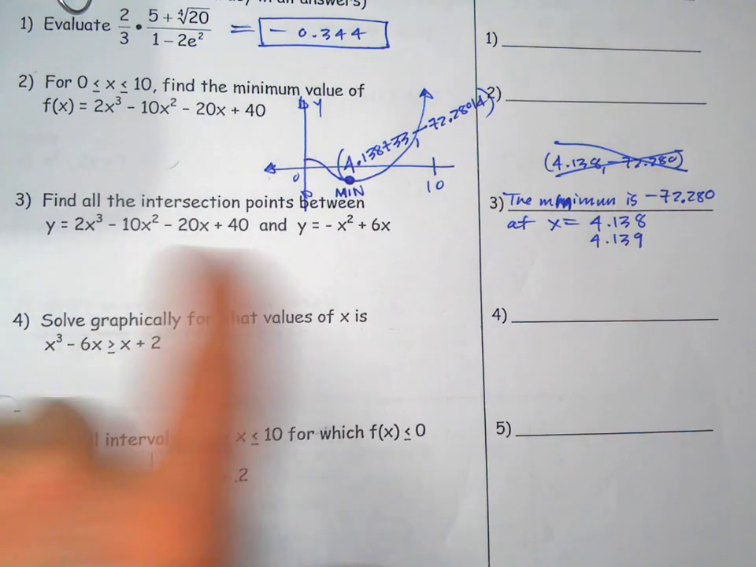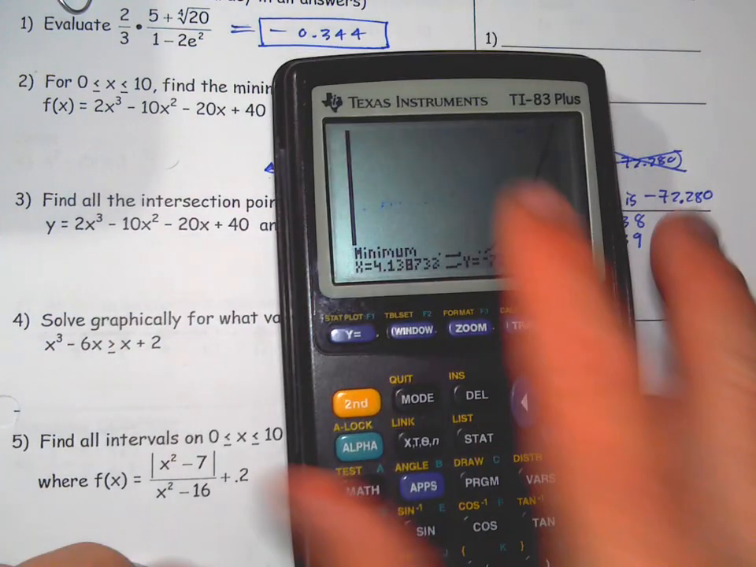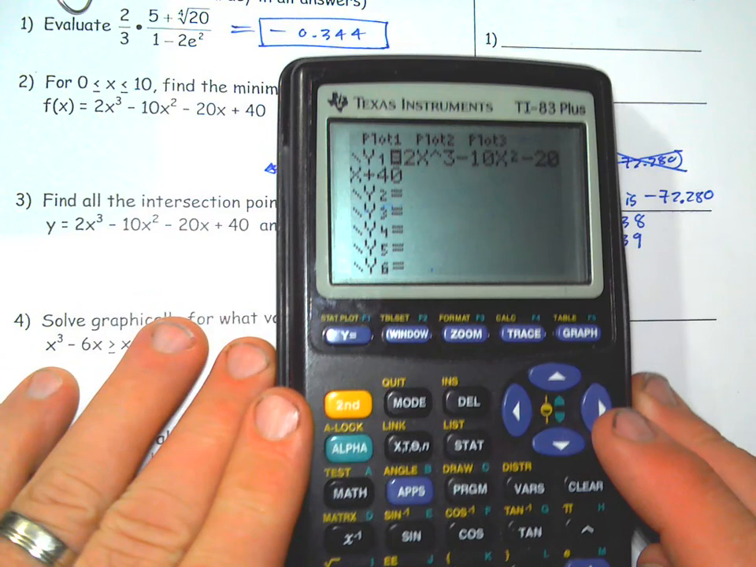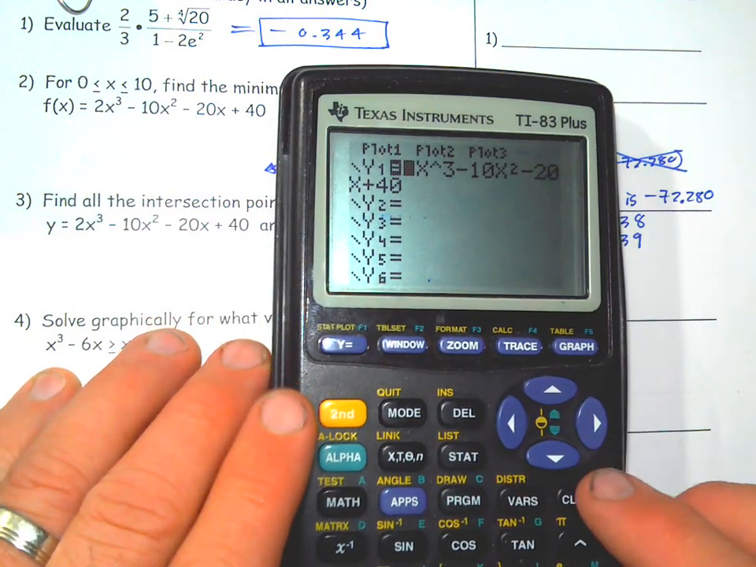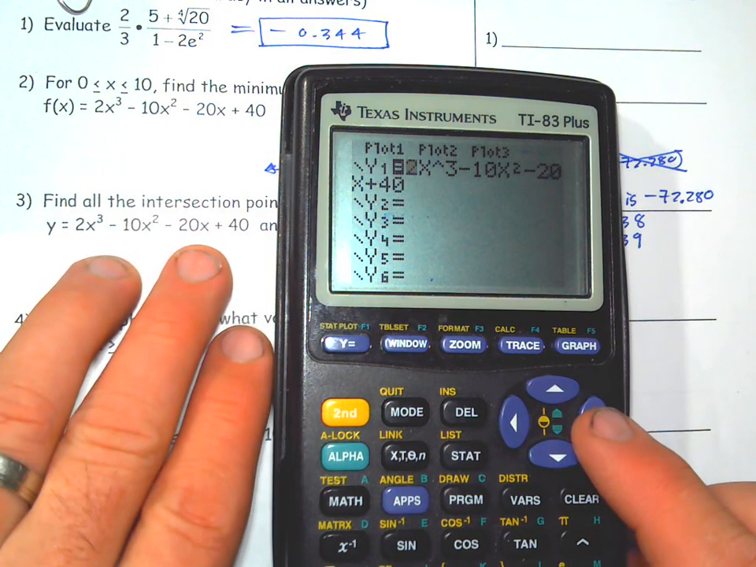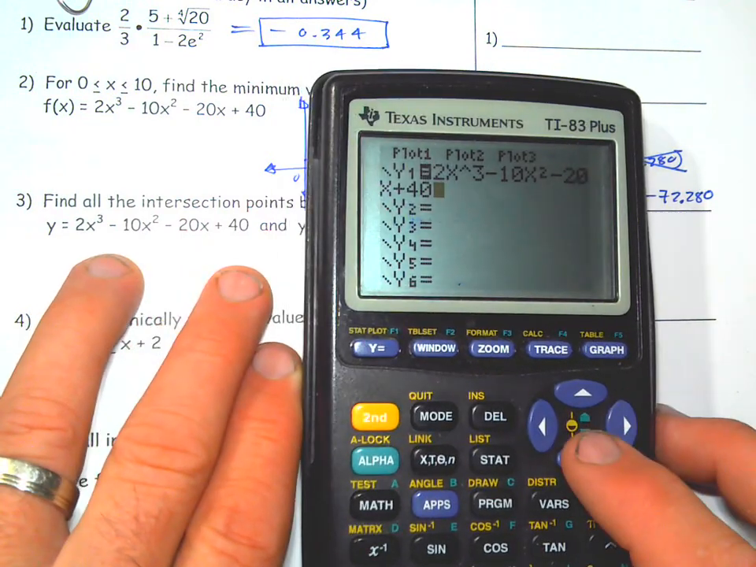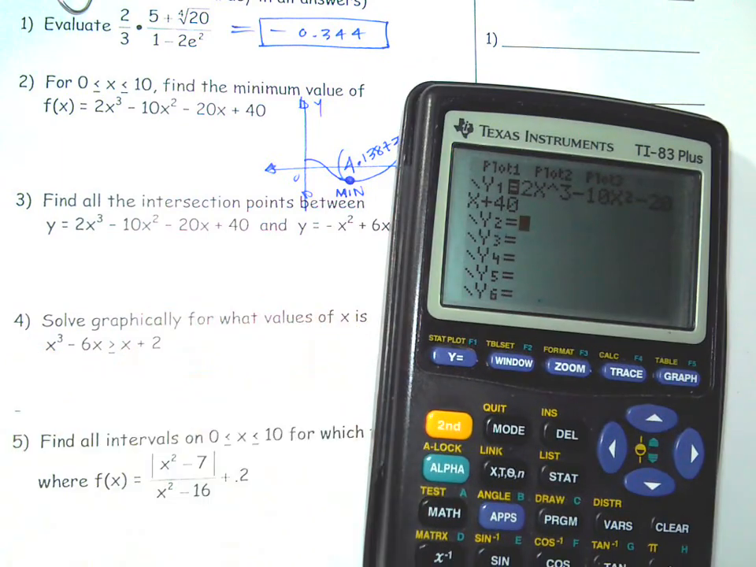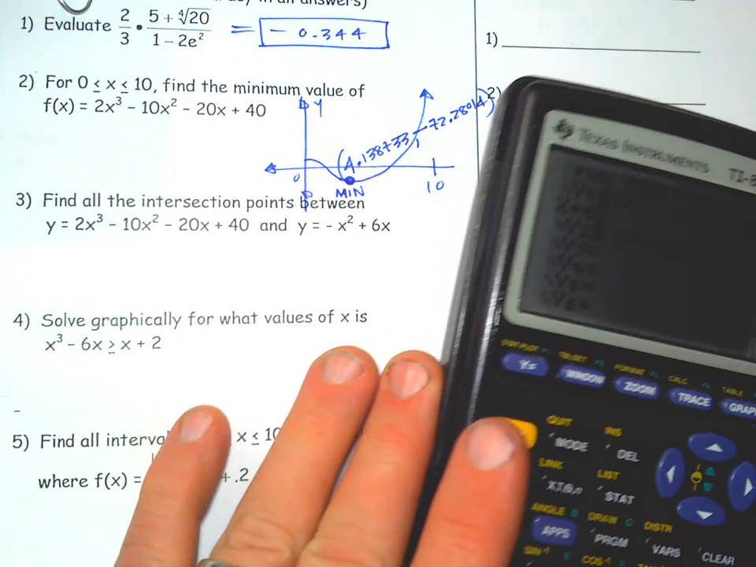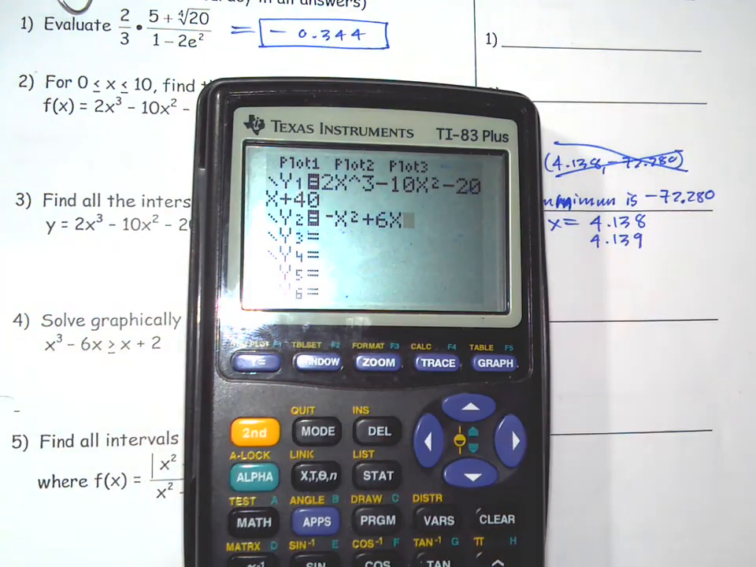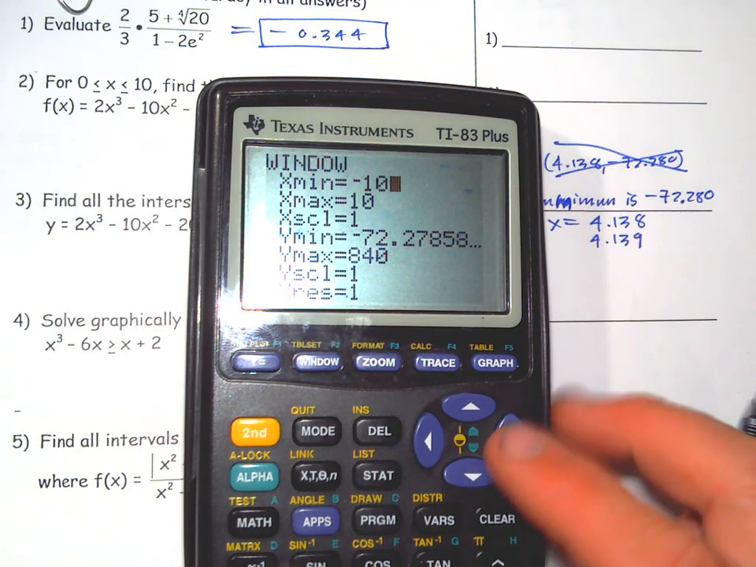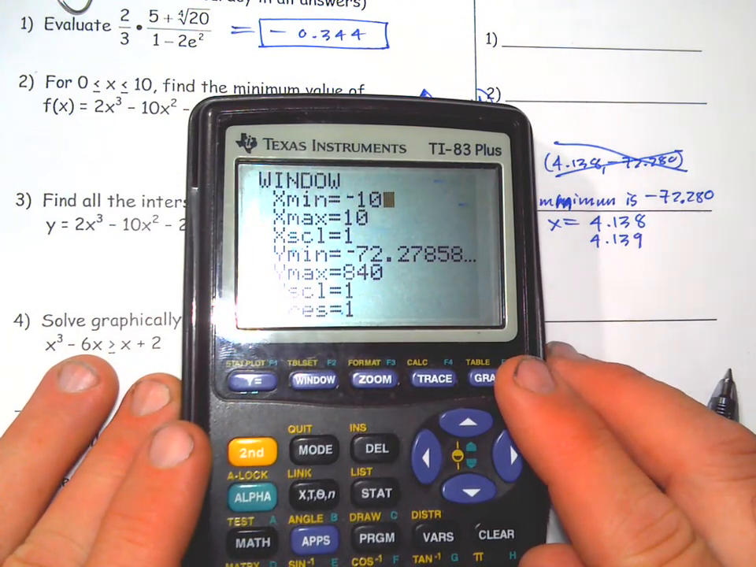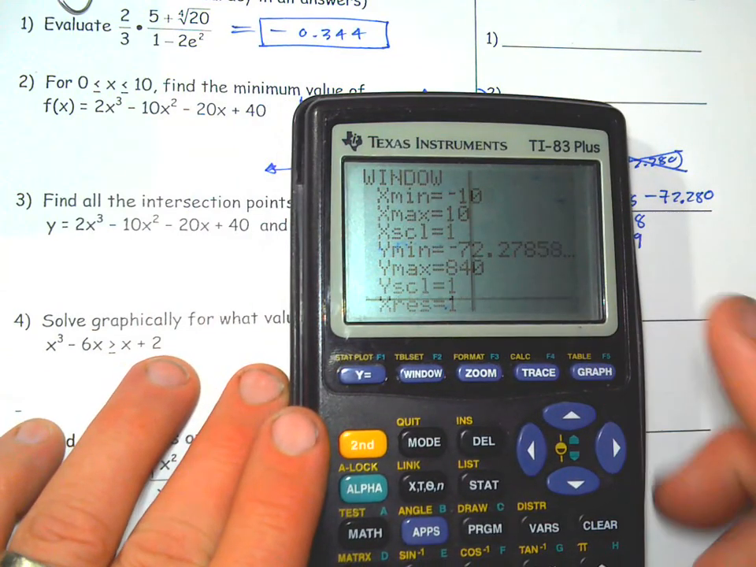That's what I'm doing here. Find all the intersection points of these two graphs. Now we could graph them. I have an idea that might be better. So 2x cubed minus 10x squared minus 20x plus 40. Okay, the same one. That's nice. The next one's going to be negative x squared plus 6x. And it's everywhere. So window might be better to go negative 10, 10. And this is a really big graph, so you might want to zoom in, but let's just try and graph it real quick with the way it was before.